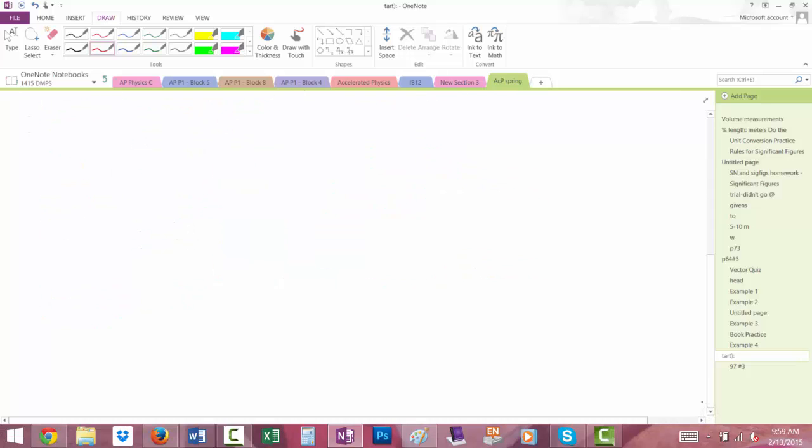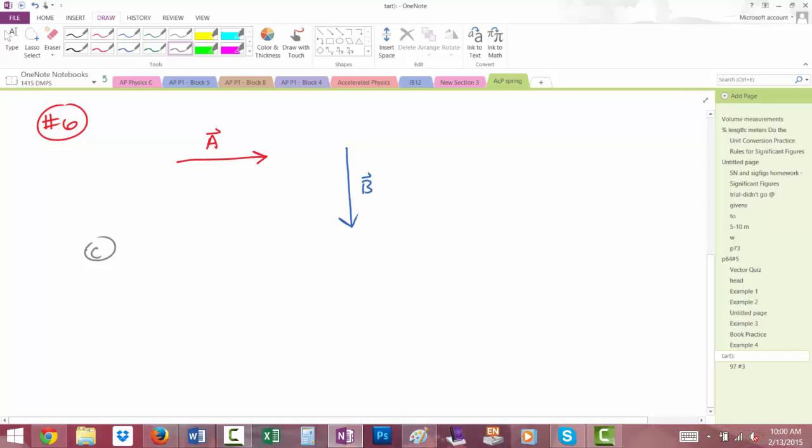So take a look over here, friends. Number 6. So we've got 2 vectors. A is 3 units in length and points in the positive x direction. So there is vector A. Vector B is 4 units in length and points along the negative y-axis. So that's going to be like this. There's B.